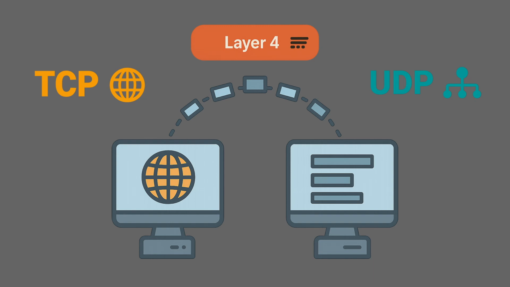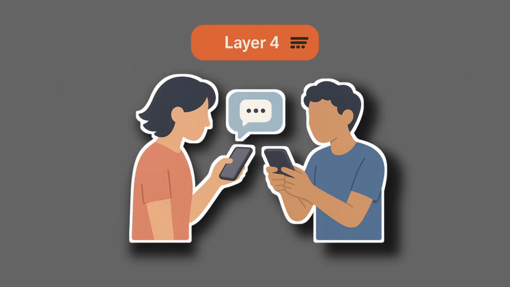UDP, or User Datagram Protocol, is faster but less reliable. It's used for time-sensitive things like gaming, voice calls, or video streaming, where you can afford to miss out on a couple of frames, for example. So in our message example, TCP is making sure your text message arrives completely in the right order, without duplicates. If even one bit goes missing, TCP will resend it automatically.